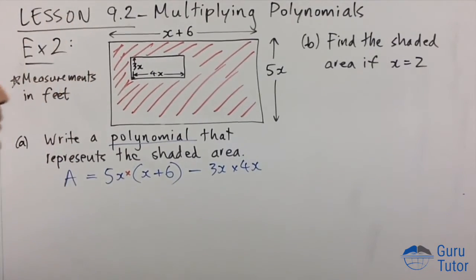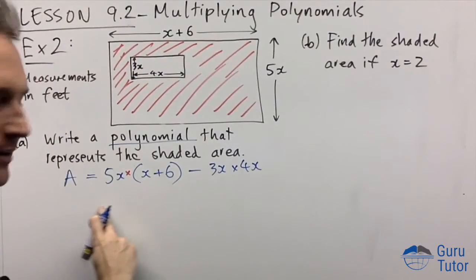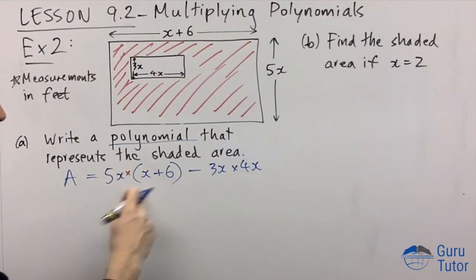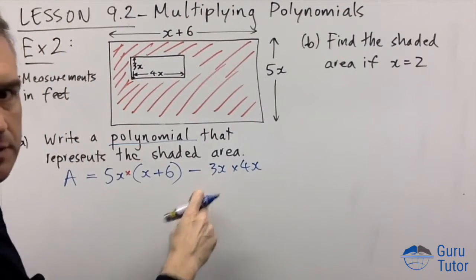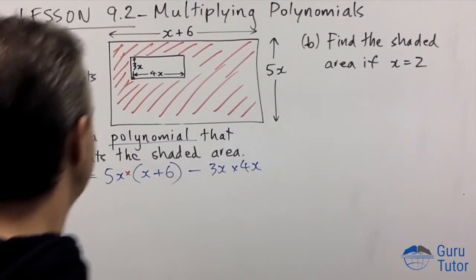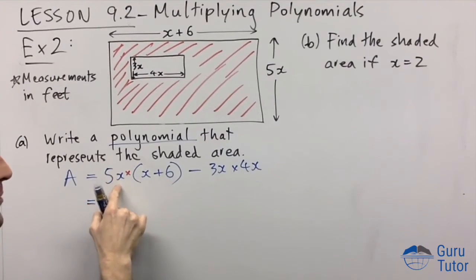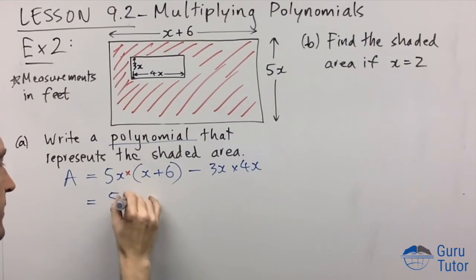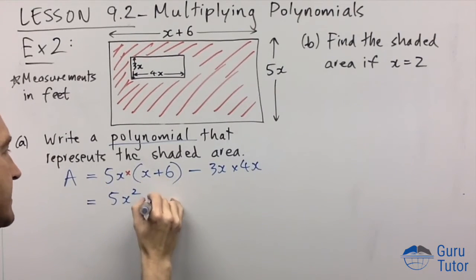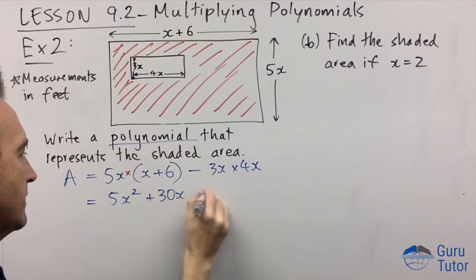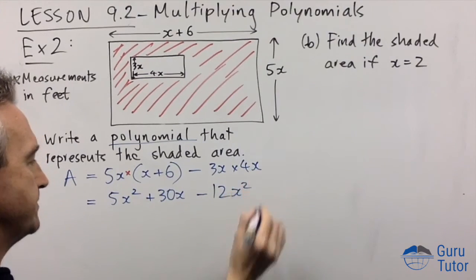So we're looking for a single polynomial. Is that written as a single polynomial? No, we've got one polynomial times another polynomial minus, and this is going to be a polynomial in itself. We just want one single polynomial. So we're just going to get rid of the brackets and collect the like terms. Distributive property, 5x times x is 5x squared. 5x times 6 is 30x. And what's this? 3 times 4 is 12. x times x is x squared.